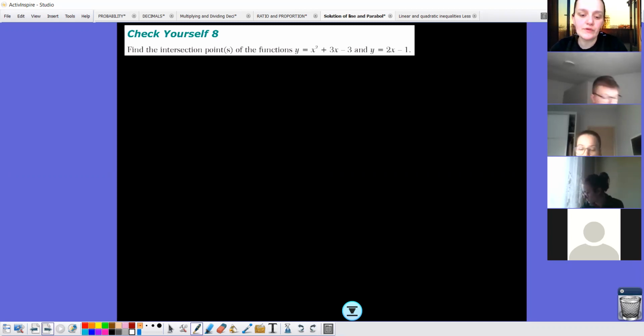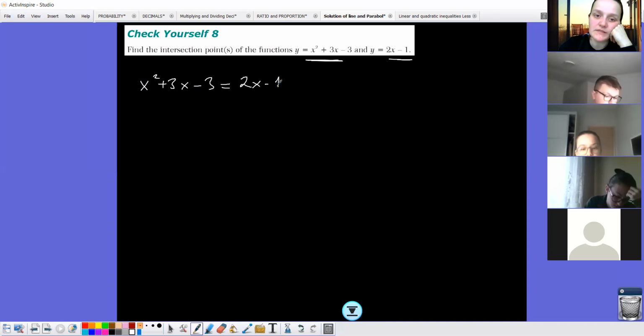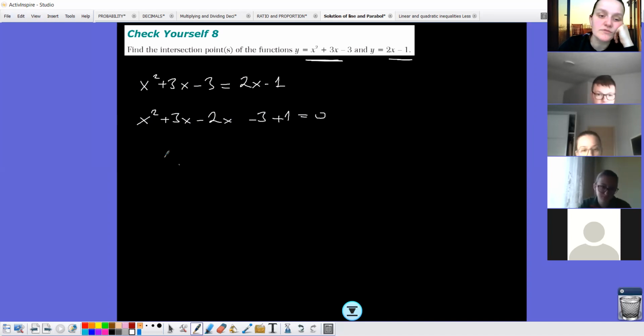Find the intersection points of the functions. So what we'll do here, if you have this question, find the intersection: I will equalize the two and I will find the coordinates. So we need to equalize the quadratic function, the parabola, with the linear function. x squared plus 3x minus 3 is equal to 2x minus 1. Then x squared plus 3x minus 2x minus 3 plus 1, so minus 3 plus 1, is equal to 0.